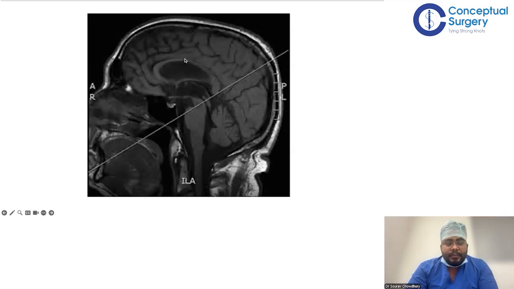So the CSF initially travels through the lateral ventricle, foramen of Monro, third ventricle, aqueduct of Sylvius, fourth ventricular outlet, goes into the spinal and paraspinal spaces, and through the foramen of Luschka and Magendie to the subarachnoid spaces. Now, this is the initial anatomy that we should be oriented about.